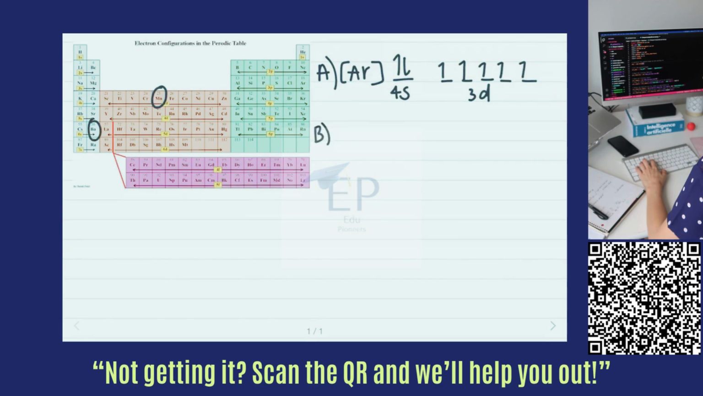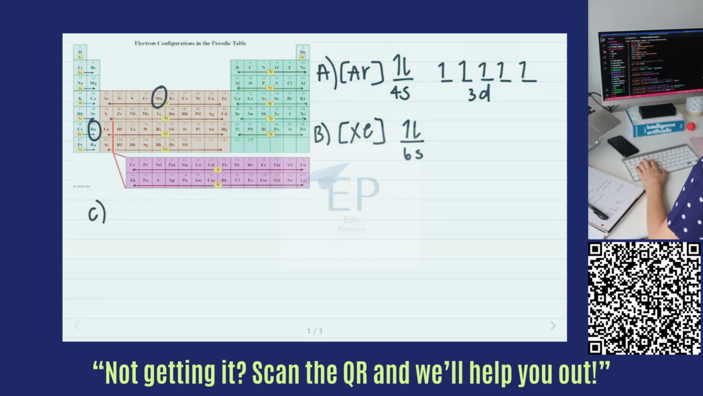The next one for part B is our element with an atomic number of 56. So xenon is the noble gas that's before it, so we put that in brackets. Then we get into the 6s orbital, which is where this element is found, and it has 2 electrons in that orbital, and that's it.